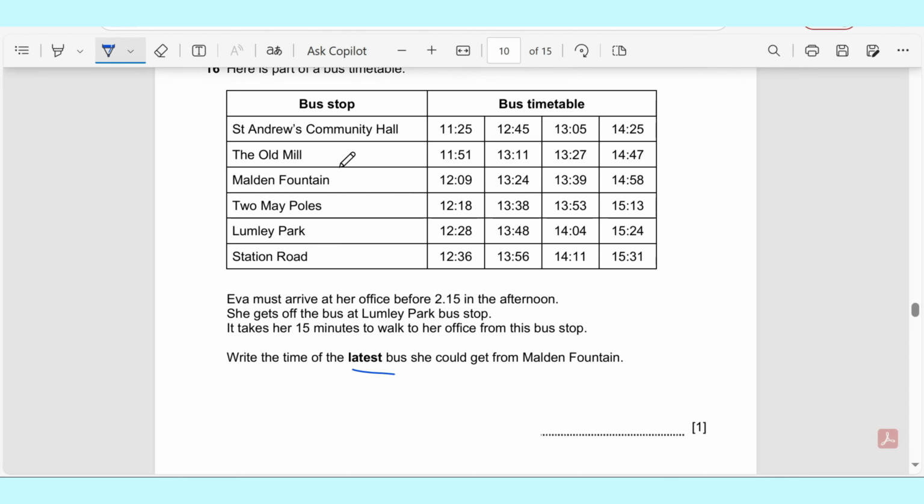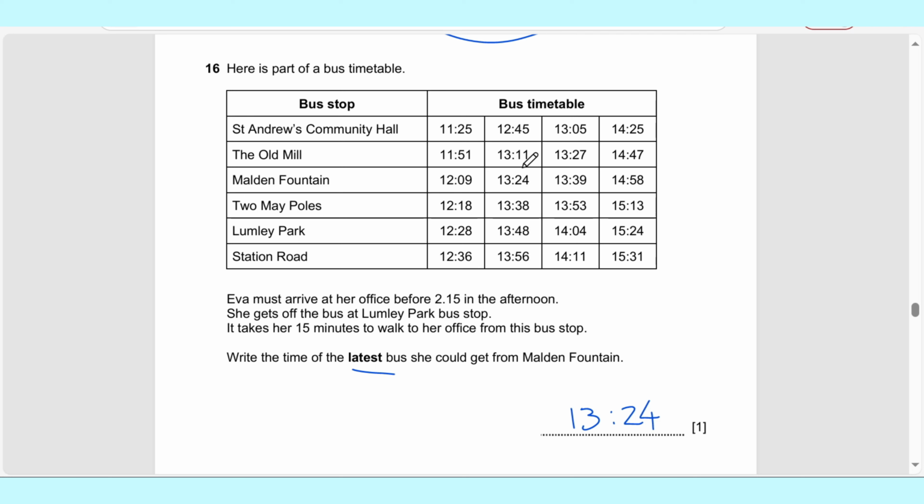Let's check out the answer, guys. Well, the answer is 1324. This is the latest bus. Why? Because she will reach Lumley Park at 13:48 and 15 minutes is enough to reach her office before 2:15. This is the latest time, so this is why we choose this. Well, if we choose this one, 1404 plus 15 will be more than 2:15 when she reaches her office. So this one is not correct.